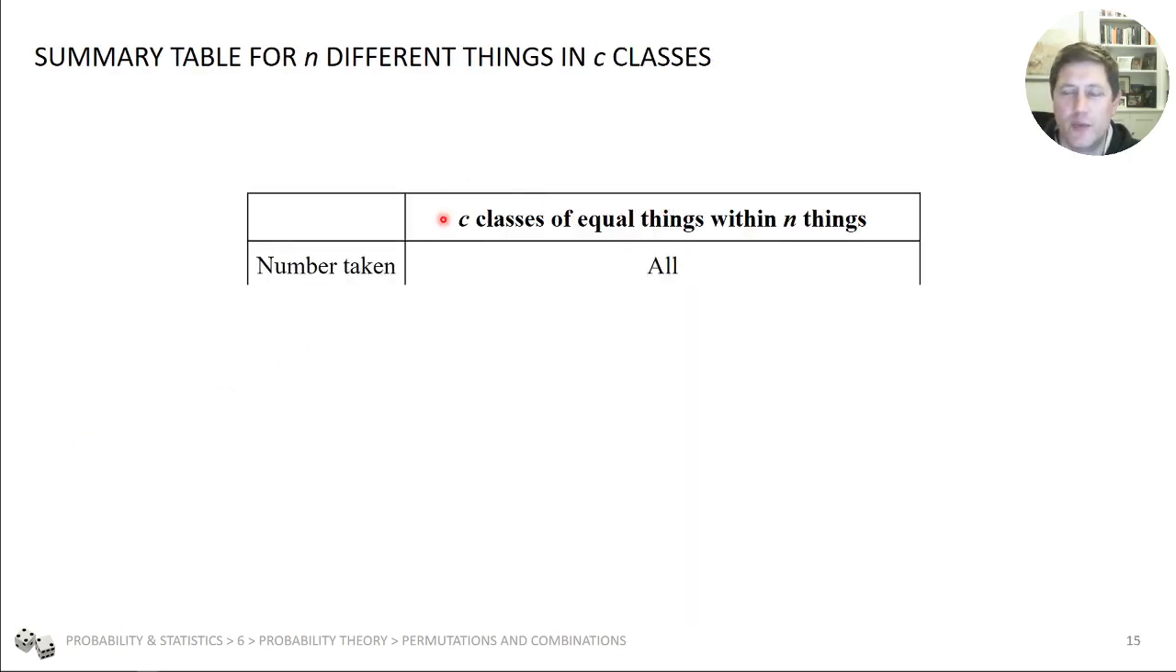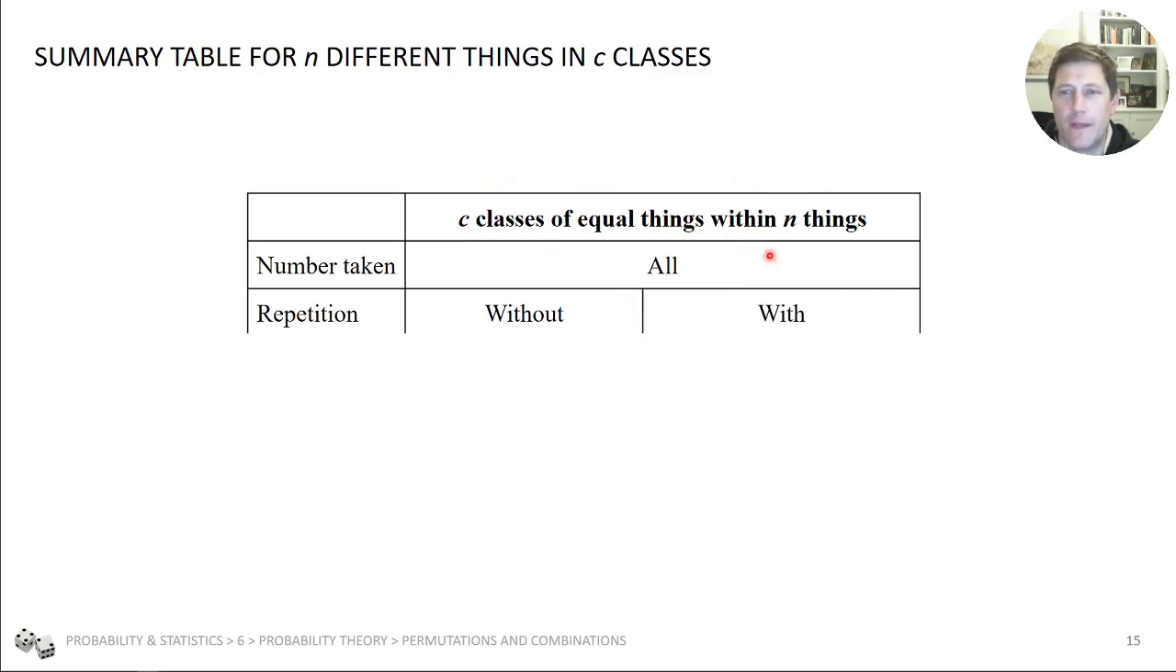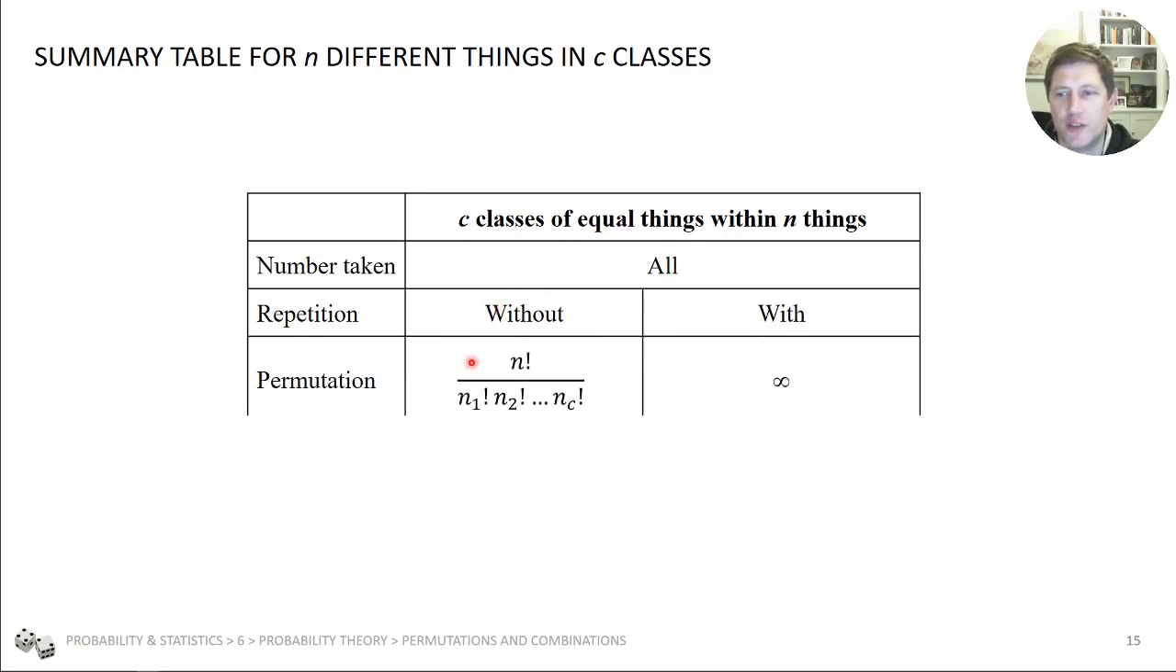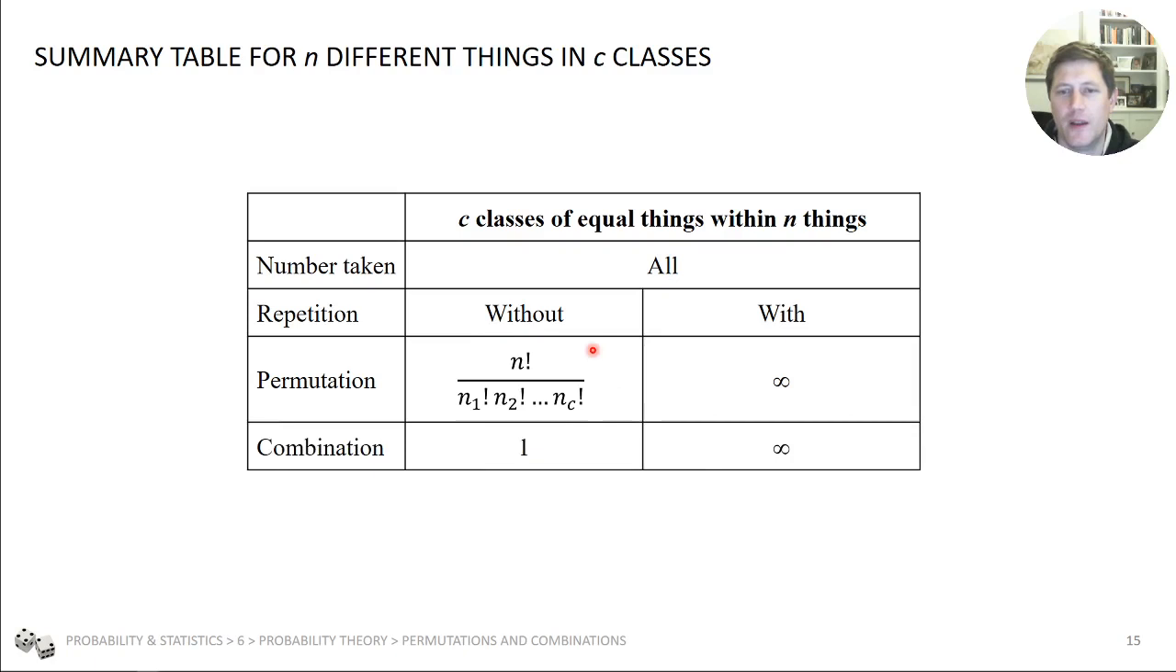Okay, the other type of problem we looked at was where we had C classes of equal things within N things. Again, in this case, we only looked at where we're taking all of them, without repetition. With repetition, we had these results. For permutation, we had this result. And then for combination, it's just one way of taking all of them, or there's an infinite number of ways of taking them if you keep on replacing them. You do that forever. So that's a brief summary of combinations and permutations.